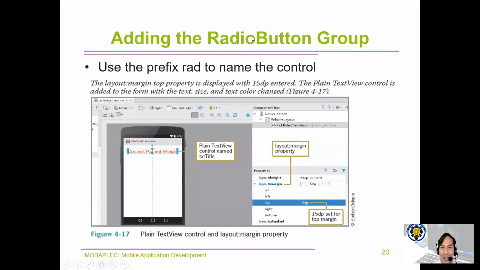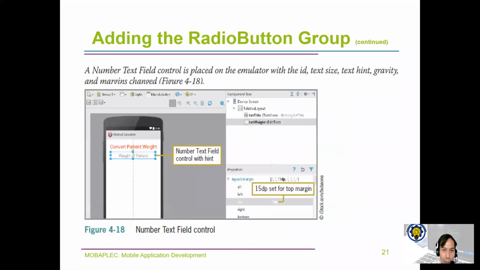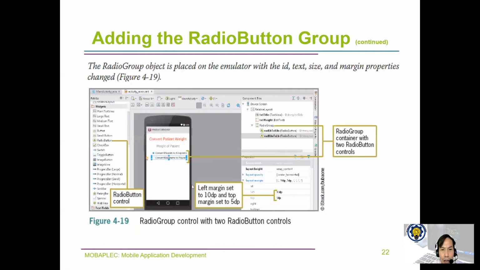And then we have here the number text field controlled with the hint. Again, this is the hint. The weight of the patient, the user will type based on the text field that you already inserted. The setting is 15 dp based on the margin. Then we have here the size for the second radio button, convert kilogram to pound. As simple as that, just simply drag and set the left and right button.